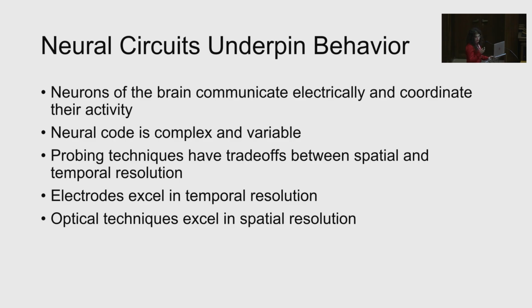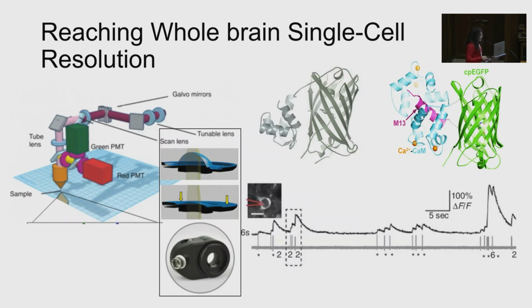And we saw today many probing techniques to understand this activity. Each one has its trade-offs, so depending on what you want to analyze and understand, you use different techniques. Actually, we're interested in reaching whole brain and single cell resolution to study circuits really at the neural code level and how the brain processes information. So how do we get there?